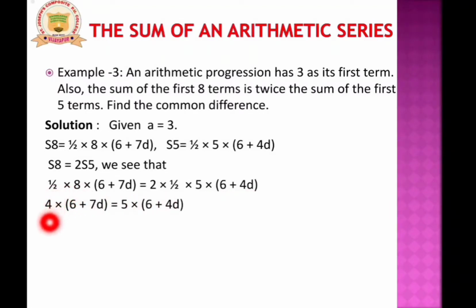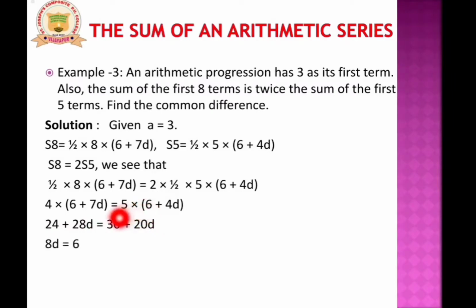8 by 2 becomes 4 and 2 by 2 becomes 1. So 4 into 6 plus 7d is equals to 5 into 6 plus 4d. And open the bracket on both sides. So 4 6s are 24, 4 7s are 28, 5 6s are 30, 5 4s are 20. We multiplied this 4 to both these terms and we multiplied this 5 to both these terms. We get 24 plus 28d is equals to 30 plus 20d.